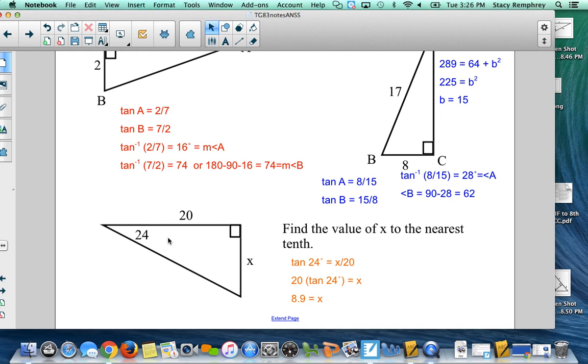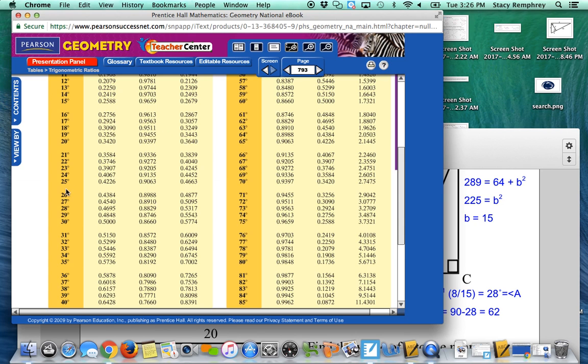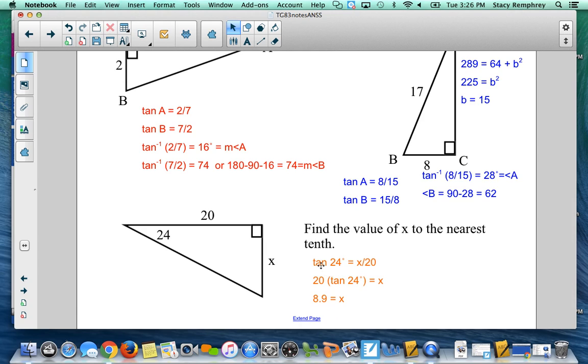So I know that no matter how big or how small the triangle is, when I divide the opposite side by the adjacent side, I should get a certain number. And you can even see that here. It should be 0.4452. Okay, so I set up the equation, the tangent of 24 equals x over 20. To get x alone, I multiplied both sides by 20, and then I typed in my calculator this exact thing here. So when you say tangent of 24, the calculator is giving you the ratio of a 24-degree angle opposite to adjacent. And then we usually tell you round it to the nearest tenth, so the side would be 8.9.